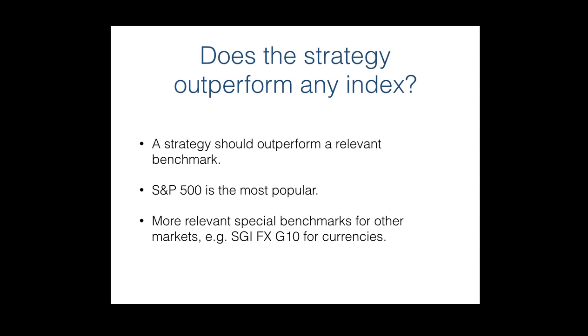Next important step is to check whether your strategy outperforms a respective benchmark. Normally, benchmarks are various indices, and it's very important to choose the one that is appropriate for the market your strategy is trading. For example, S&P 500 is most heavily used as a benchmark for all strategies and all markets, but it would be correct to use it only for stock markets and associated derivatives. For other markets, there are other acknowledged indices. For example, for currencies, there is SGIFX G10 that is published by Société Générale and so on.